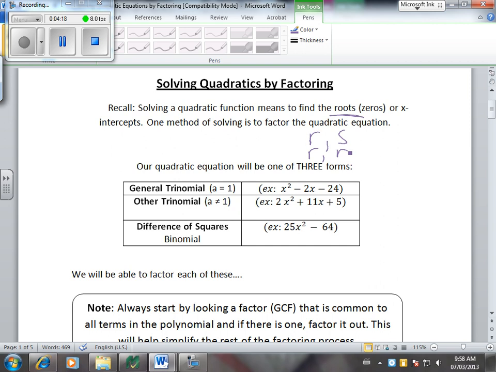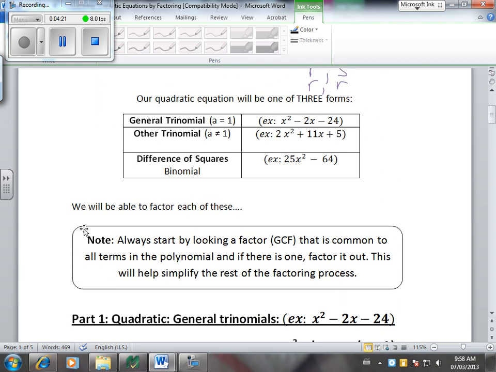So you can have 3 general forms. So you can have the general trinomial where x squared has a coefficient of 1. Okay, and this is quite common, and it's the most straightforward to factor. And you can have another trinomial where the coefficient does not equal 1. And then, so you could have 2 or 3 or 12 or whatever. And then you can have something called the difference of squares binomial.